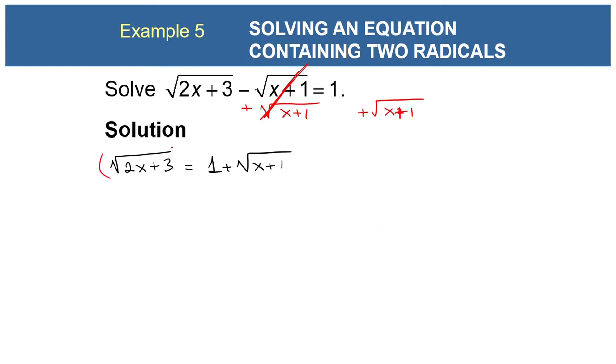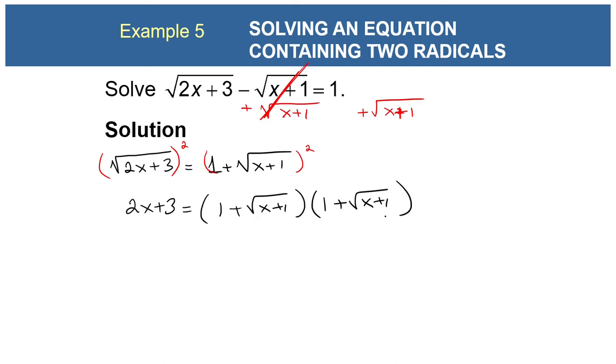Now I could raise both sides to a power of 2. This is going to cancel out this radical. It's going to give me 2x plus 3. Now what's going to happen here? We're going to have to FOIL. This is going to become 1 plus the square root of x plus 1 times another 1 plus the square root of x plus 1. You have to FOIL. So let's simplify that by FOILing.